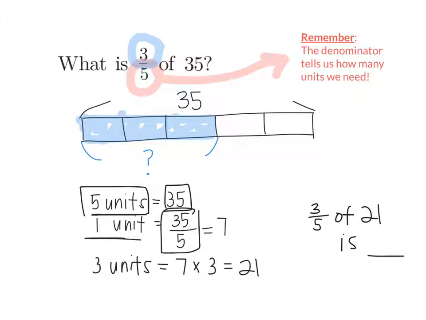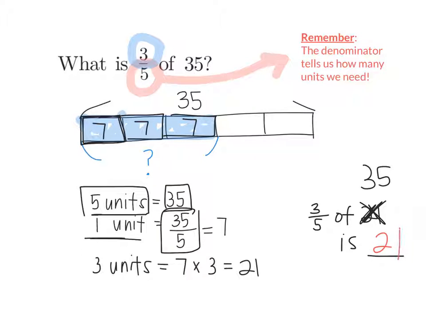What is 35 divided by 5? 7. So therefore, this 1 unit is worth how much? 7. But how many units are we trying to find? 3, because our numerator says 3/5. So that one's 7, that one's 7, and that one's 7. So I could do 7 plus 7 plus 7, or I could do 7 times 3, which is 21. And so therefore, we can see that 3/5 of 35 is how much? 21. Very good.